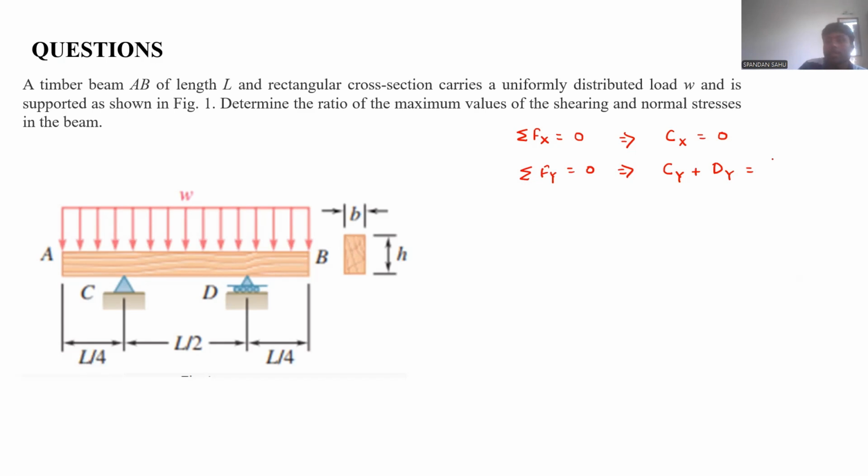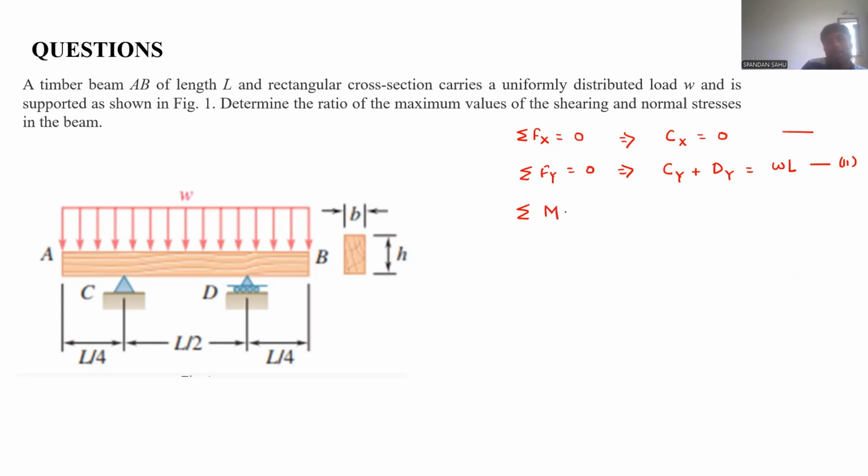And this Cy plus Dy should be equal to the total load that is coming on the beam, that is W into the total length of the beam, L. So let this be equation 2. Correct?